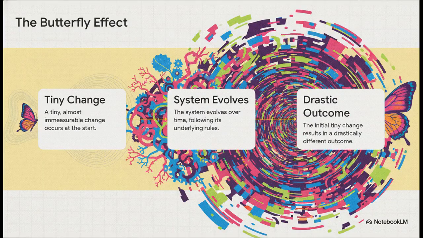So how does this actually happen? Well, you can think of it like a simple three-step dance. First, some tiny, almost unnoticeable change happens right at the beginning. Second, the system just does its thing. It evolves over time following its own secret rules. And then third, that little bitty nudge from the start snowballs into something completely and drastically different in the end. And that, right there, is the butterfly effect in action.